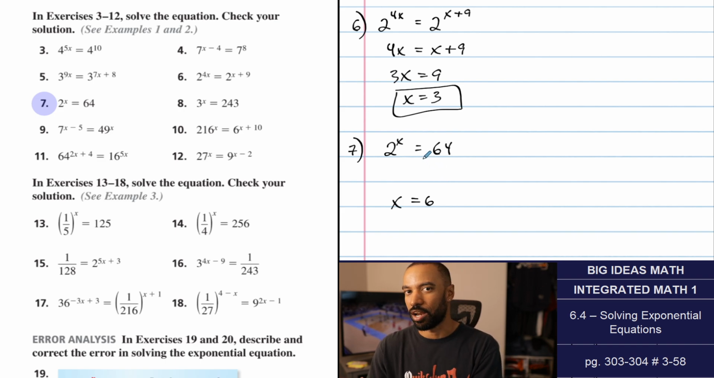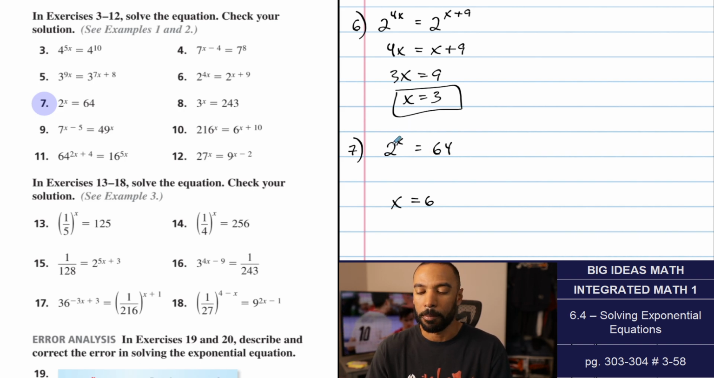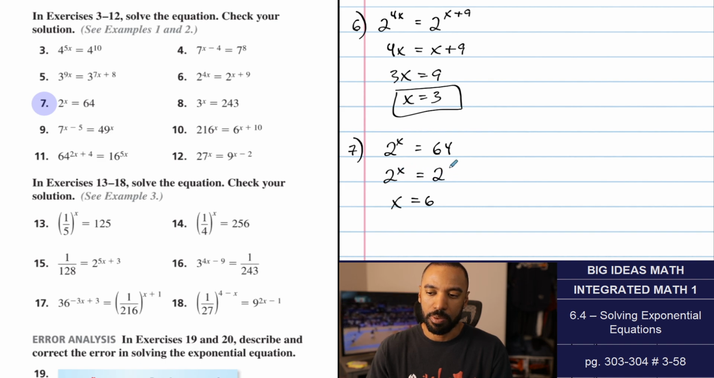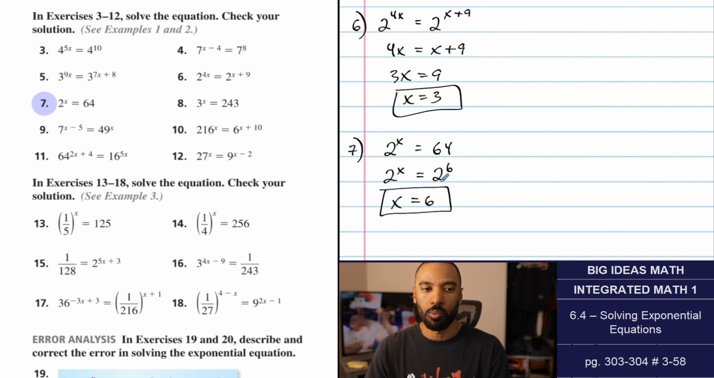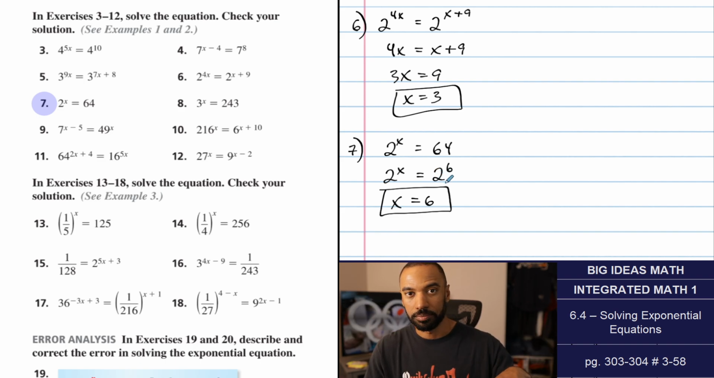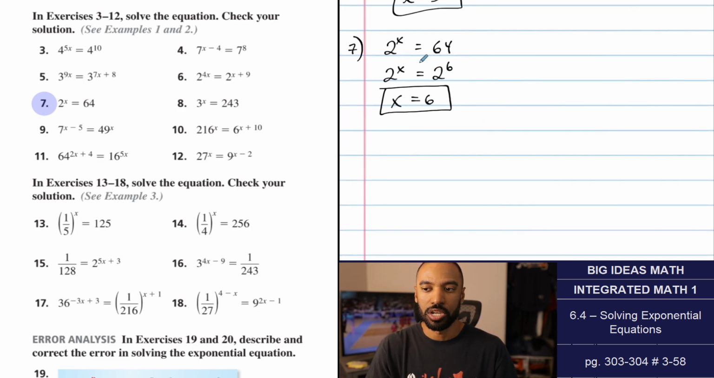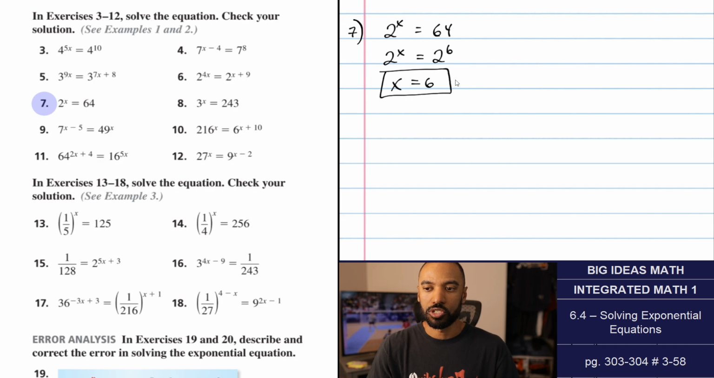I would kind of say not so fast, because there are so many other problems where matching bases is going to be so important that we might as well practice it here as well. So instead, rewrite 64 as 2 to the 6th power to get to that same goal that we had here. Get the matching bases before you set the exponents equal. And in this case, setting the exponents equal was the solution as well. So 64 is 2 to the 6th power.